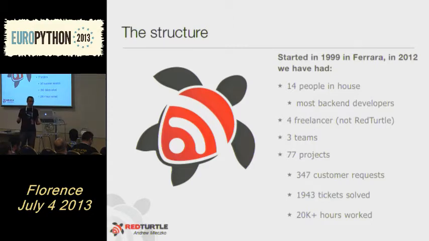As you can see here, we have been operating since 1999. We have 14 people, and we have mainly 3 teams. The teams are more or less 3-4 people, so this is not really the best team size for Scrum. For Kanban, it's slightly better. And we have a lot of projects, with more than 20,000 working hours in the last year, in 2012.